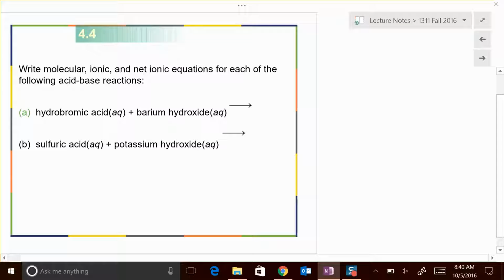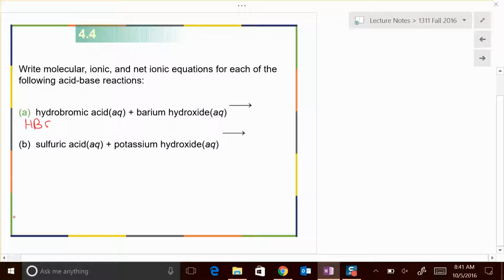Okay, so let's write the molecular, ionic, and net ionic equations for the following. Okay? So we have HBr, hydrobromic acid. Now remember, naming acids, I use hydro when it's not the oxyacid. If it was an oxyacid, it would just be bromic acid instead of hydrobromic acid, which would be for bromate, BrO3 minus. Okay? So HBrO3 would be bromic acid. Hydrobromic acid is HBr.